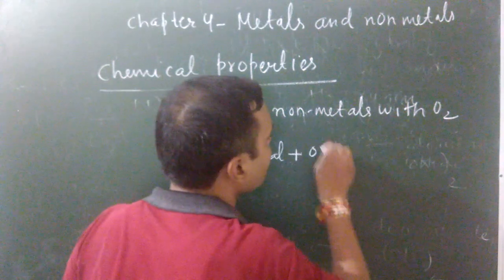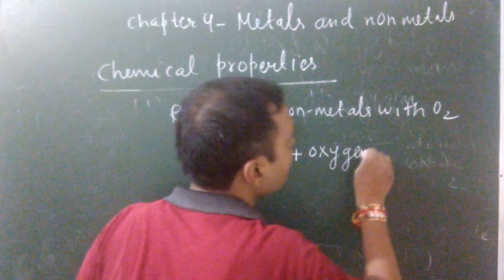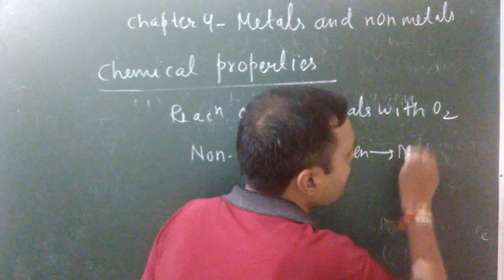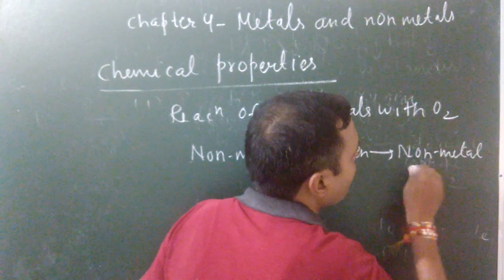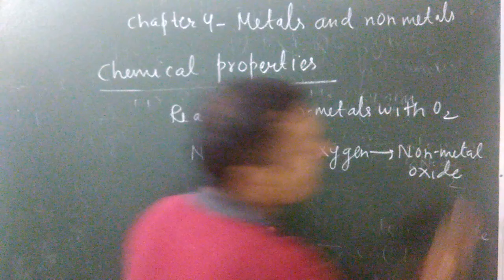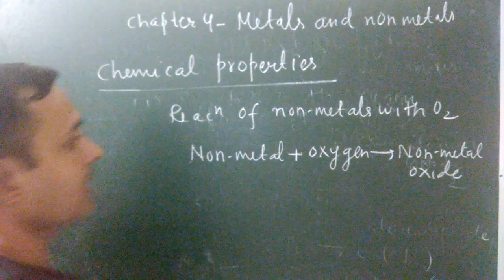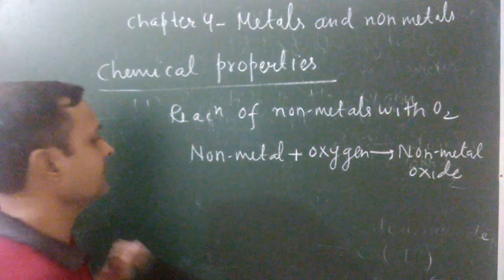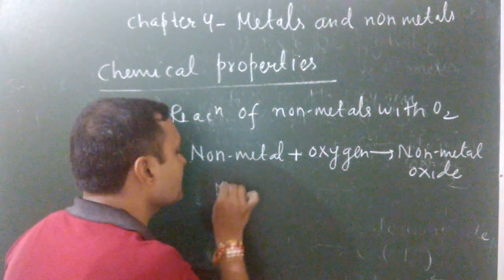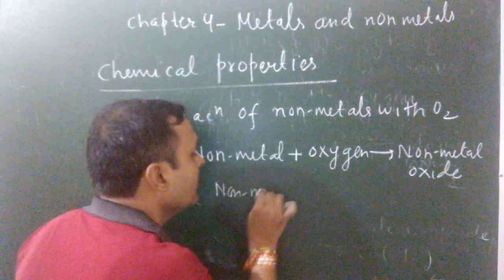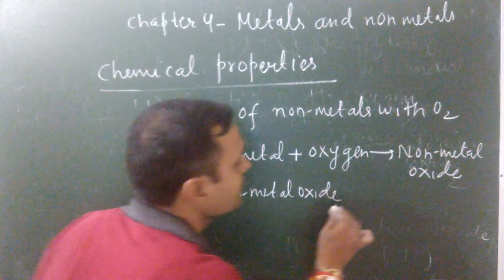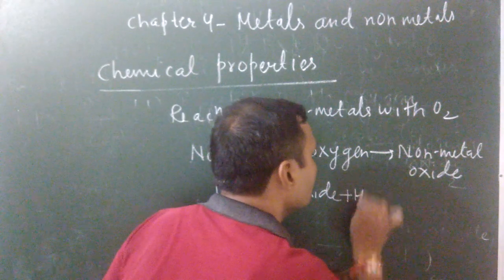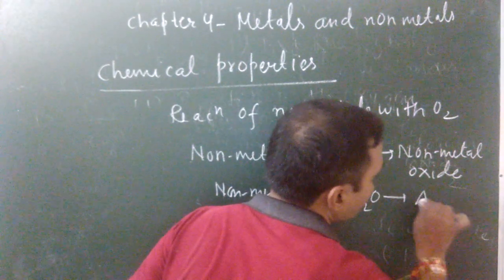In the same way, first of all, non-metal plus oxygen, formation of non-metal oxide. And when this non-metal oxide combines with water, it forms acid. Non-metal oxide plus water always forms acid.